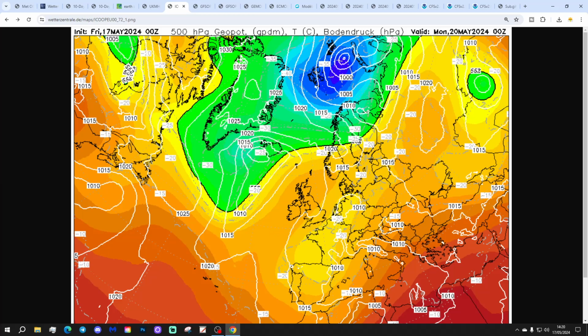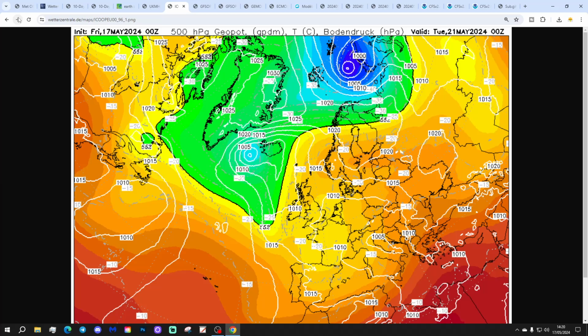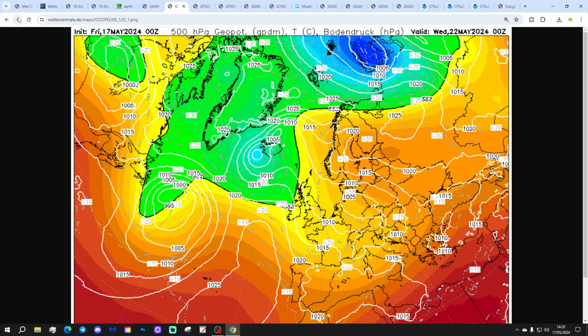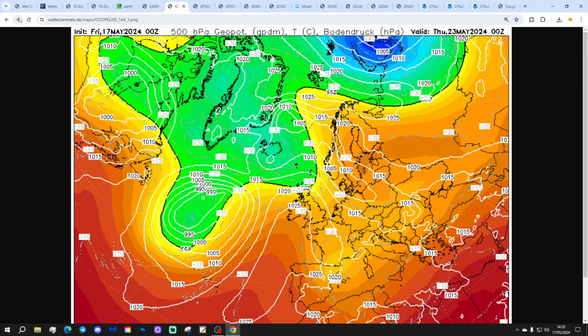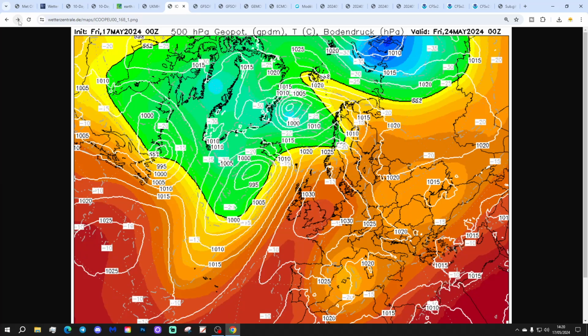Again, a little trough in the south, a bit of a ridge though further north on Monday. And then through the middle part of next week, well, we don't get the low coming in from the east, interestingly. We get this ridge building out to the west. That's the Azores high, and that eventually becomes quite a significant feature with ICON.